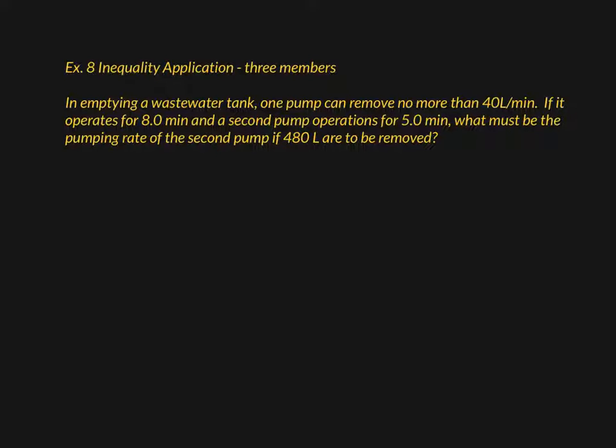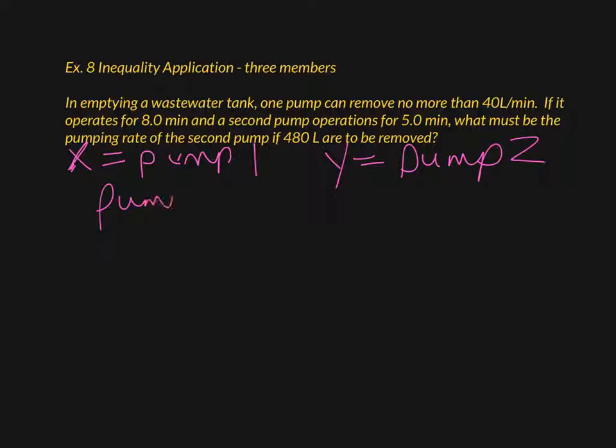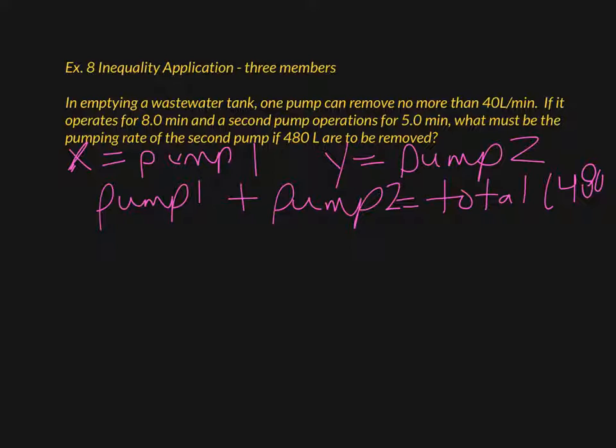So let's set x and y. Let's define those. Let x equal the first pump, and let y equal pump 2. So we know that the amount of water of pump 1 plus the amount of water for pump 2 equals the total, which is 480. That we know. That's what we need.